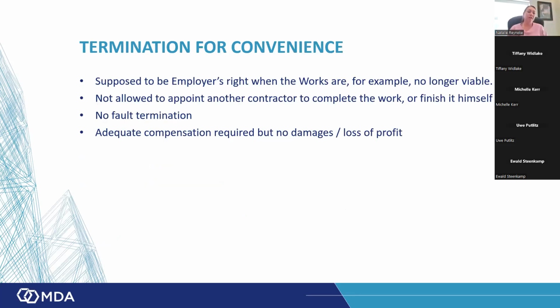And then the termination for convenience. That's supposed to be a no-fault termination. It actually gets used quite often, believe it or not, and there are a lot of fights about it. It's supposed to be a no-fault termination where the employer, for example, decides he no longer wants to carry on with the work, or the project is no longer viable. It means that he's not allowed to give it to someone else because he doesn't like your face. It doesn't mean that he can do it himself if he thinks he'll save some money. It means that the project's been canned.